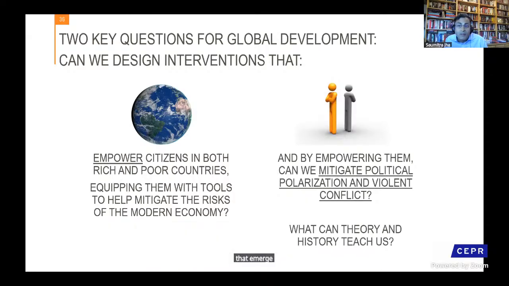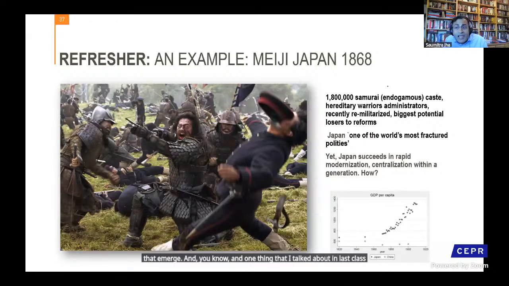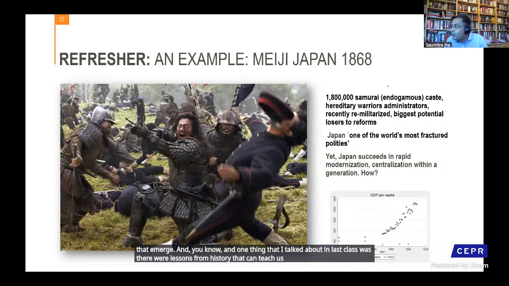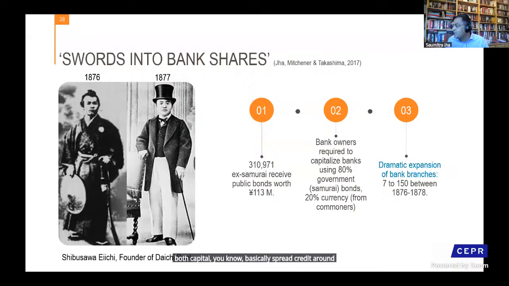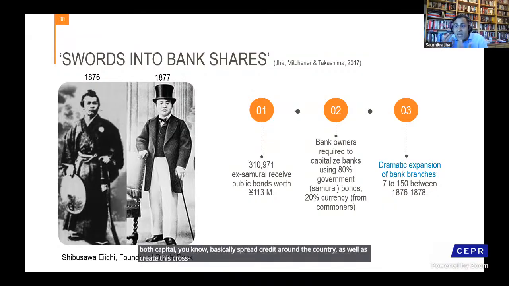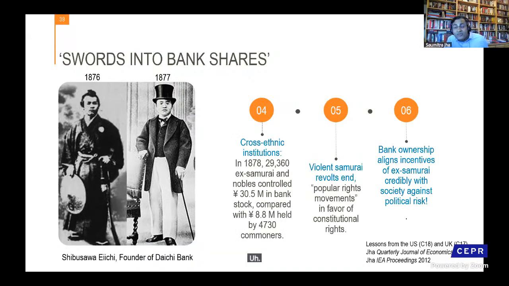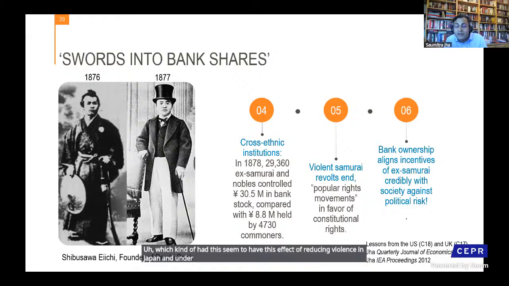And one thing that I talked about in last class was that there are lessons from history that can teach us this. We talked about the samurai and how the provision of public bonds and then the ability to invest in stocks allowed them to spread credit around the country, as well as create these cross-ethnic institutions where samurai were locally invested with non-samurai, and at the national level, the daimyo were invested in the national project. This seemed to have the effect of reducing violence in Japan and undermining the ethnic divisions, the caste divisions, in that society as well.